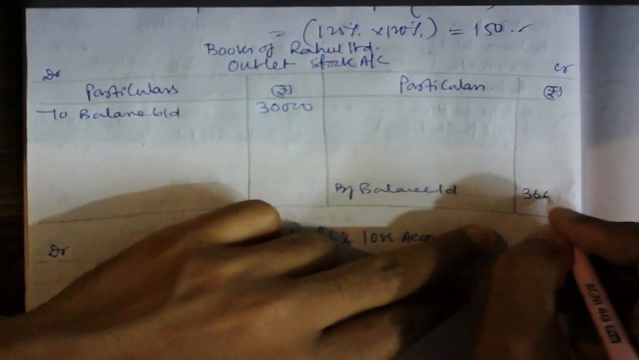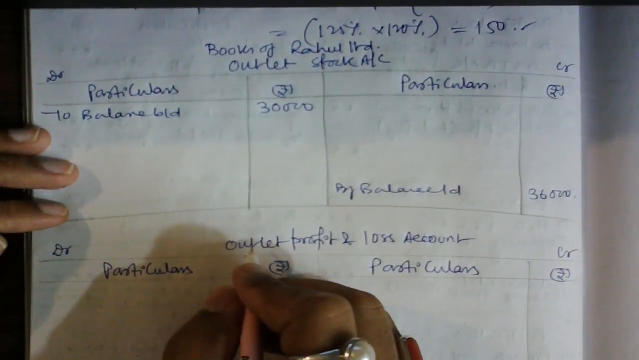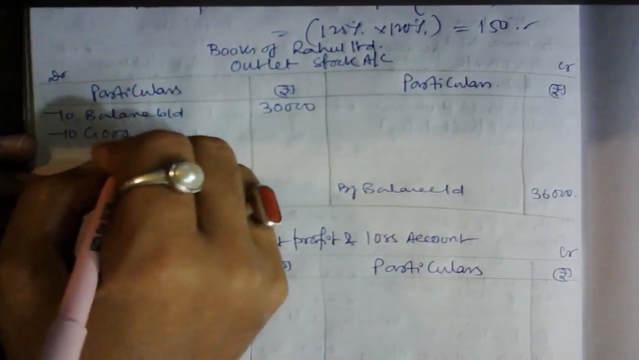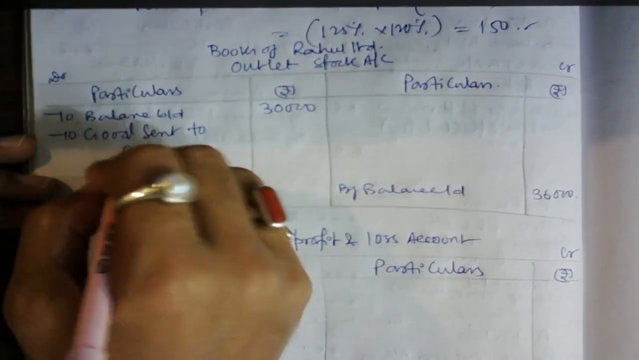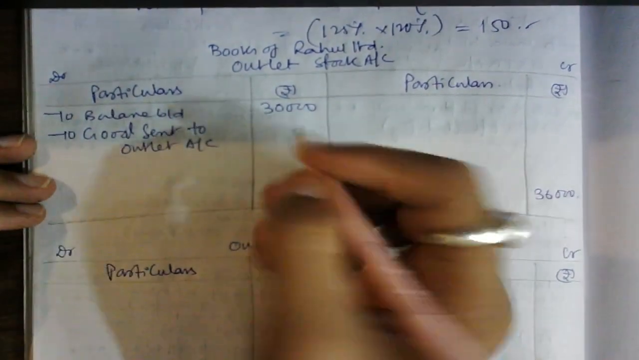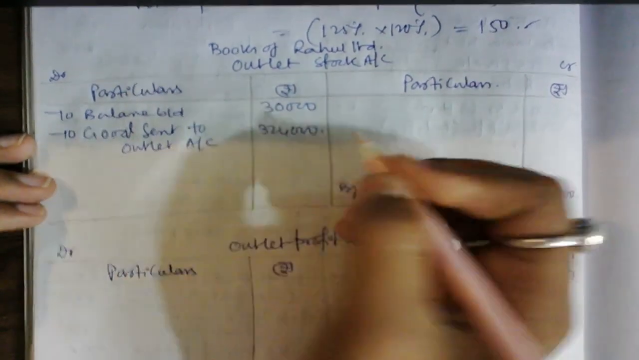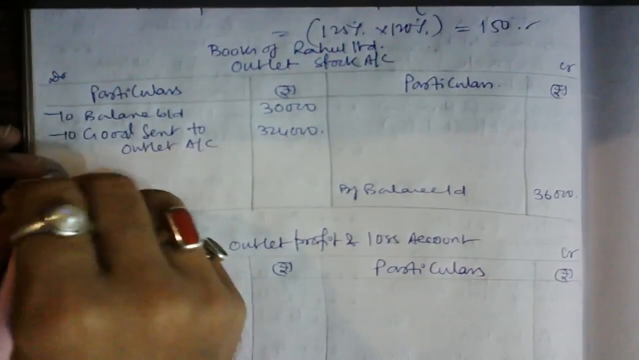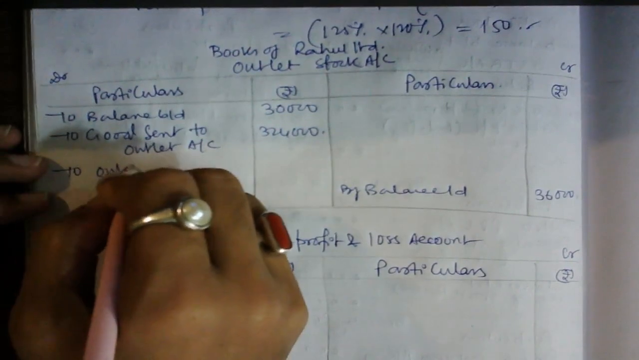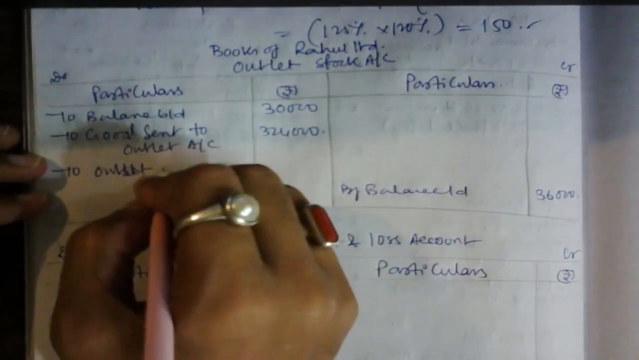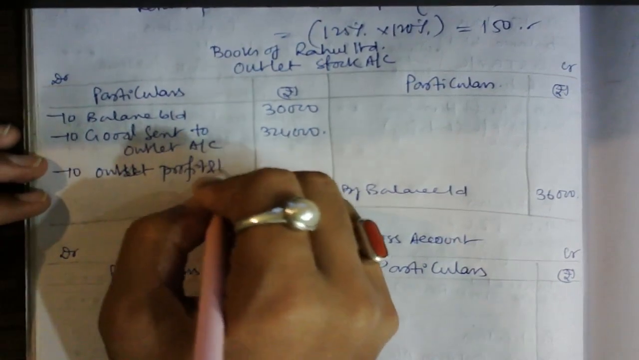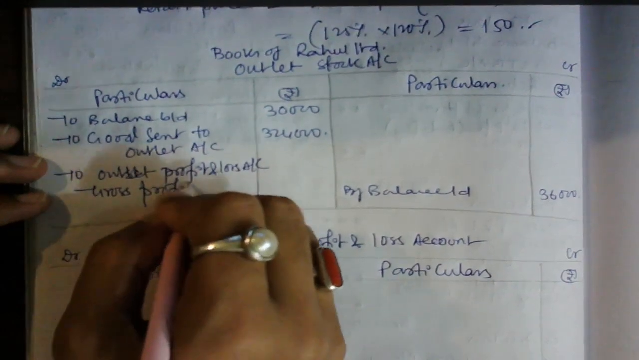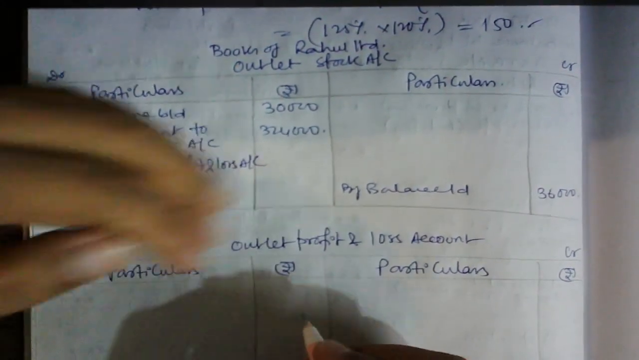36,000. Okay, 36,000. Goods invoiced to the outlet during the year 3,24,000. So you can write here to goods sent to outlet, all at invoice price. 3,24,000. And the gross profit made by the outlet is given as 60,000. So you can write here to outlet profit and loss account. It's a gross profit, purely a gross profit. How much, sir? 60,000. Perfect.